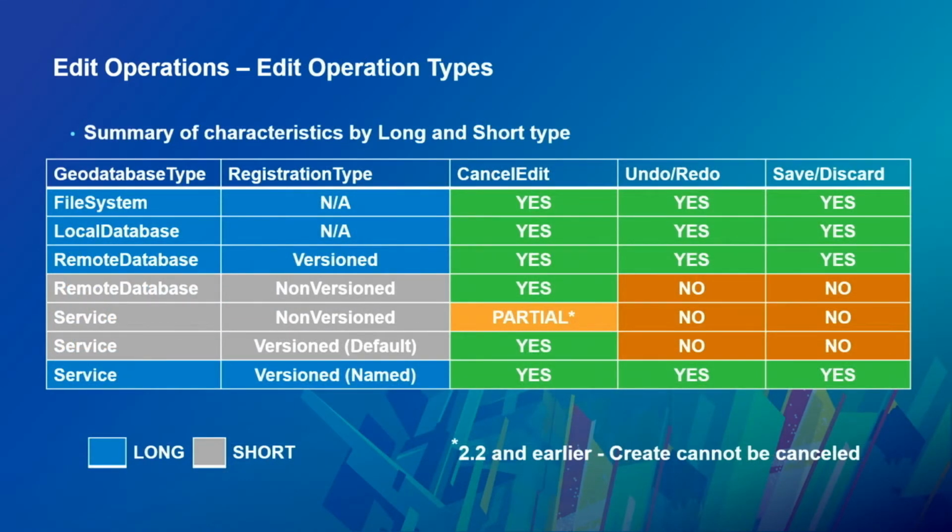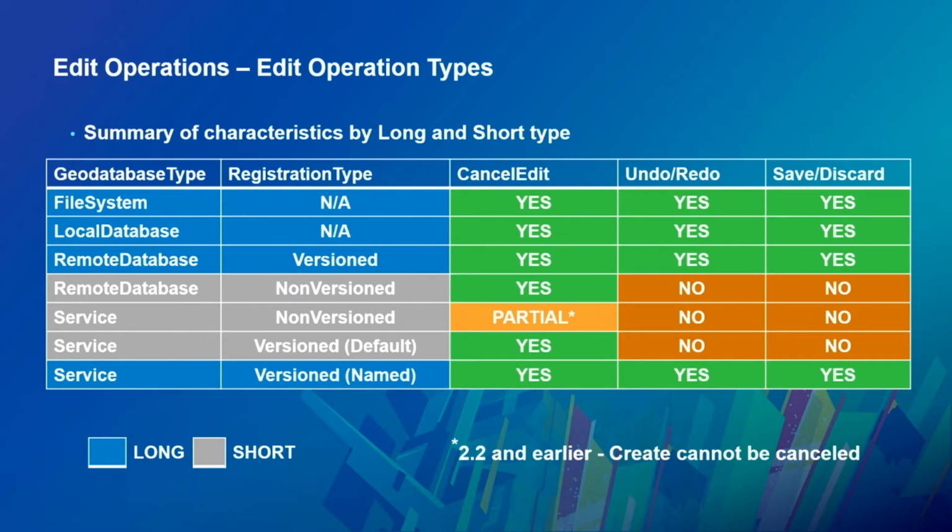As a resulting step, the operation types I'm looking at as part of my edit operation object are mirrored in this table. For the cancel edit operation, mostly you get a yes all the way through, so you can interrupt the edit operation itself. The only standout here is the hosted feature services portion.